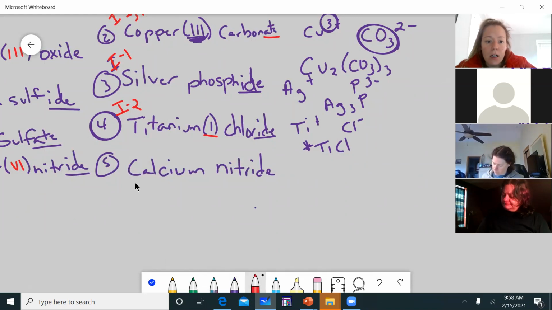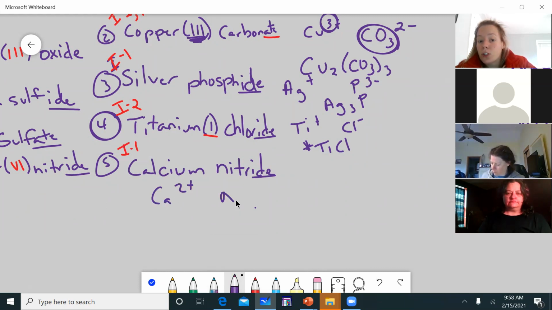Okay, last guy here, calcium nitride. This is ionic, pretty straightforward. It's type 1, no polyatomic ions. So let's just write the metal, calcium, always a 2+. Nitride is talking about nitrogen. Nitrogen always has a 3-, flip-flop, Ca3N2, and we're done.